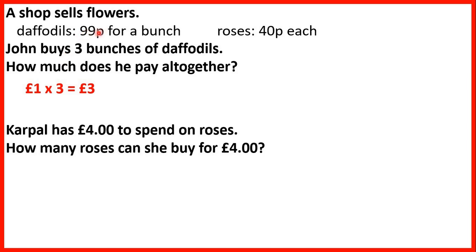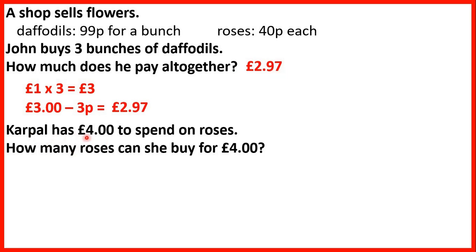So if they were £1 and John bought 3 bunches, he would spend £3. But because they're 1 pence less and he buys 3, he spends 3 pence less than £3. And £3 minus 3 pence is £2.97. So that's how much he pays altogether.